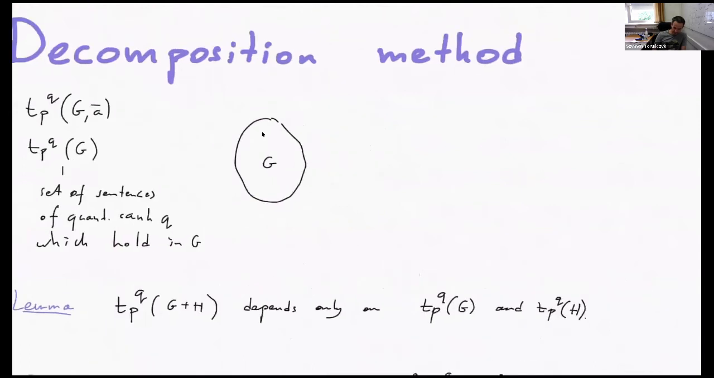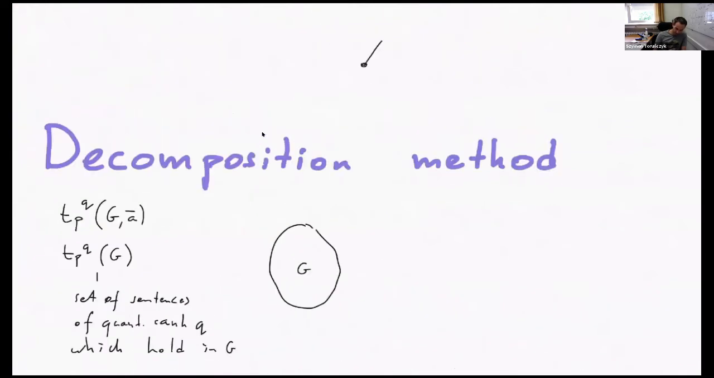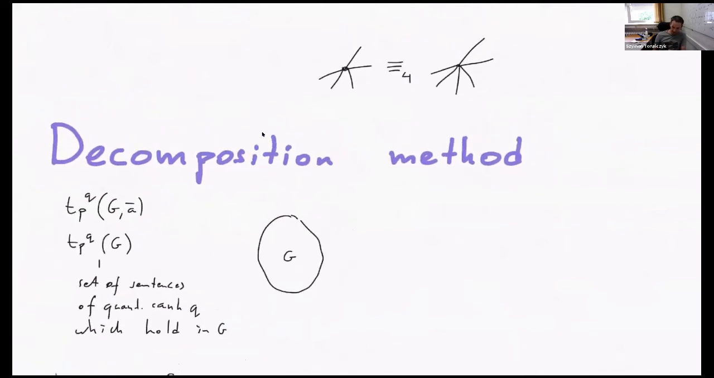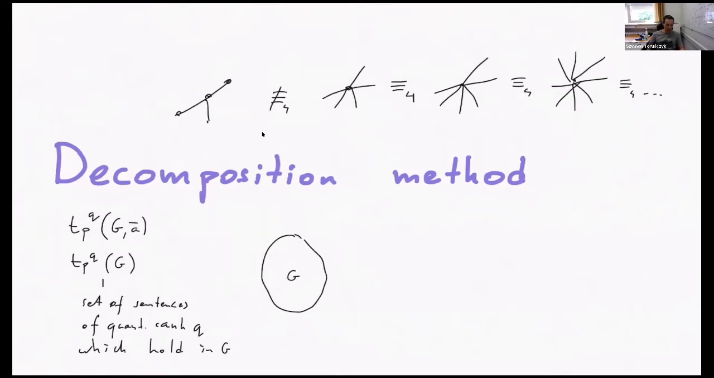So for example, this graph and this graph will have equal types up to quantifier rank, maybe 4 or something like this. Okay, so they have the same type, and they also have the same type as a graph with more vertices, a star like this. But they probably have a different type than the star with 3 vertices, if you look at 4 quantifiers.